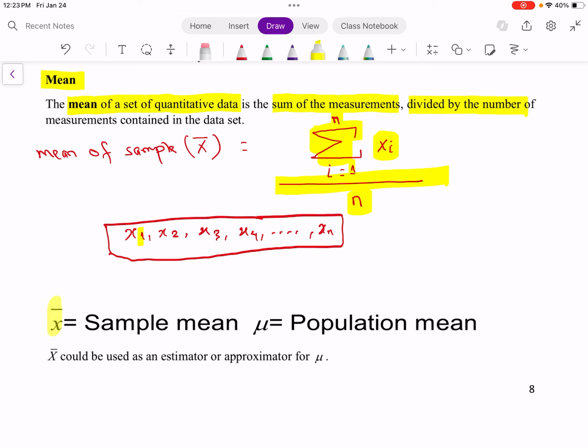As I said, x bar is used for the mean of a sample. There is a notation for a population mean, which is mu. We use mu to represent the mean of a population, and x bar to represent the mean of a sample. So if we want to find the mean age of the students of this classroom, what will be the correct notation? Do we use x bar or mu?